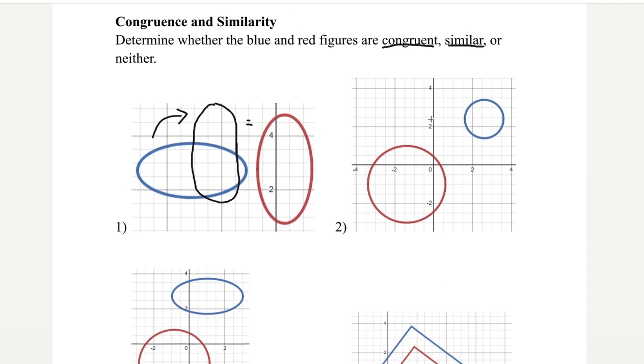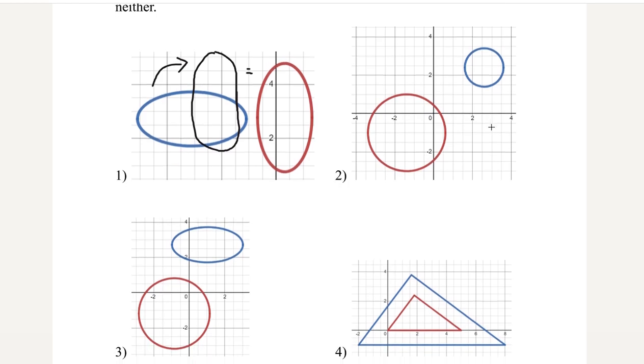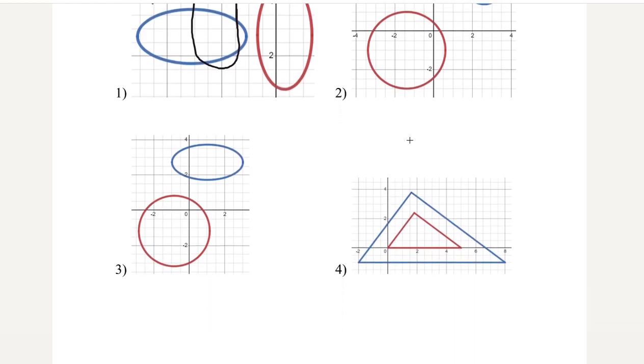But let's think of number two. Number two, we have two circles, and we can obviously see that one circle is bigger than the other circle. But we can say that this circle is two times bigger than this circle, so it's similar in the sense that everything is two times it. Now let's look at number three.